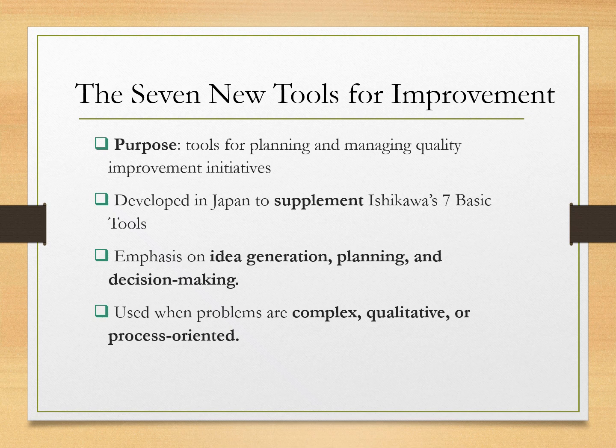They were developed in Japan specifically to complement the basic 7 tools, and their focus is on planning and managing quality improvement initiatives. These tools excel when problems are complex, qualitative, and process-oriented. Think of them as your strategic thinking toolkit. They emphasize idea generation, planning, and decision making. And let's see what makes these tools special.